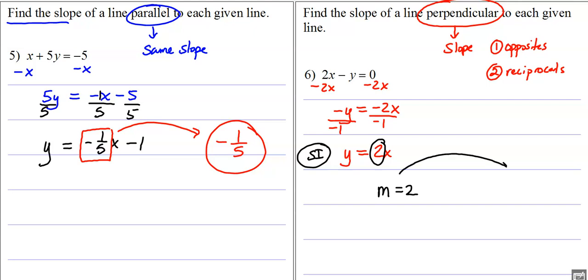But if I want to make it perpendicular, if I want to make it be 90 degrees, what I need to do is I need to flip it. Well, I can't really flip it unless I put a 1 under there. Now I can flip it. So I've done this part. And now I need to make them opposites, meaning different signs. This one on the left was positive, so my answer needs to be negative. So number 6 is a negative 1/2.